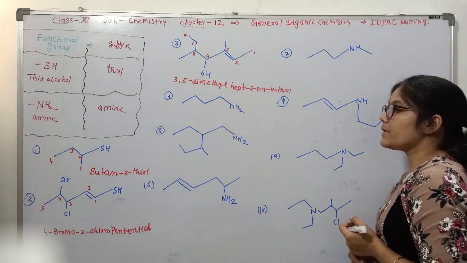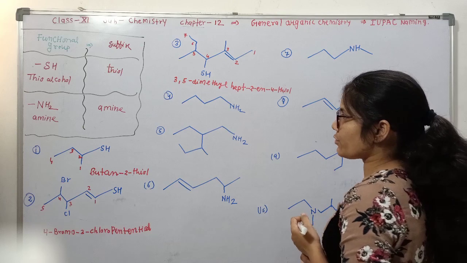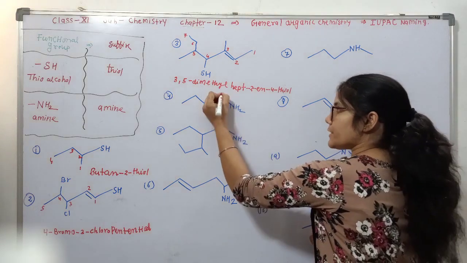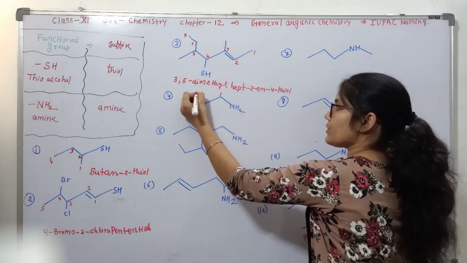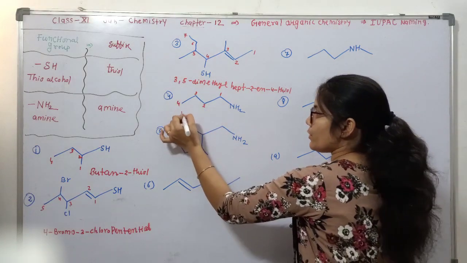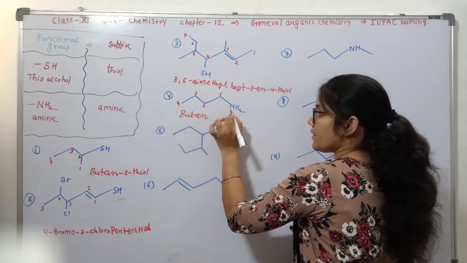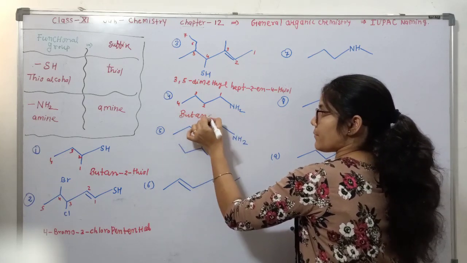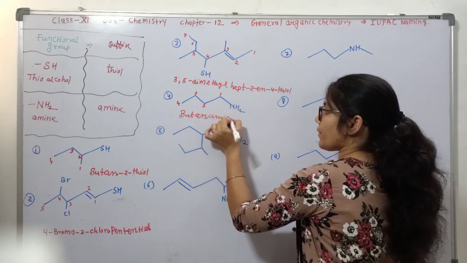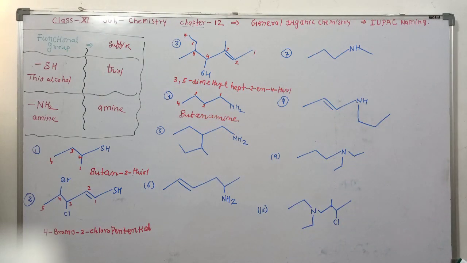Next compound. In the 4th compound, that's an NH2 group, an amine group is there. So it is a 1, 2, 3, 4 carbon chain and no double or triple bond. So it's simple butane and the suffix is amine. So that is butanamine. Now move to the next one.